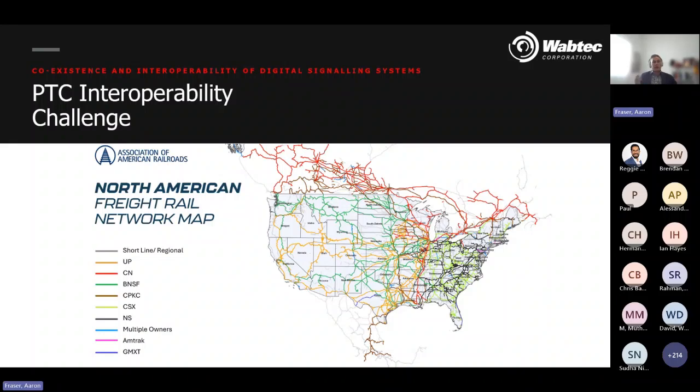So as mentioned earlier, by law, PTC must be interoperable, meaning that passenger, commuter, and freight trains are required to seamlessly communicate across all railroad systems. So you can see here the railroad network is quite complex with hundreds of combinations of hosts and tenants. When I talk about a host, it means who owns the track. And when I talk about a tenant, it's who's operating the train over that track or infrastructure.